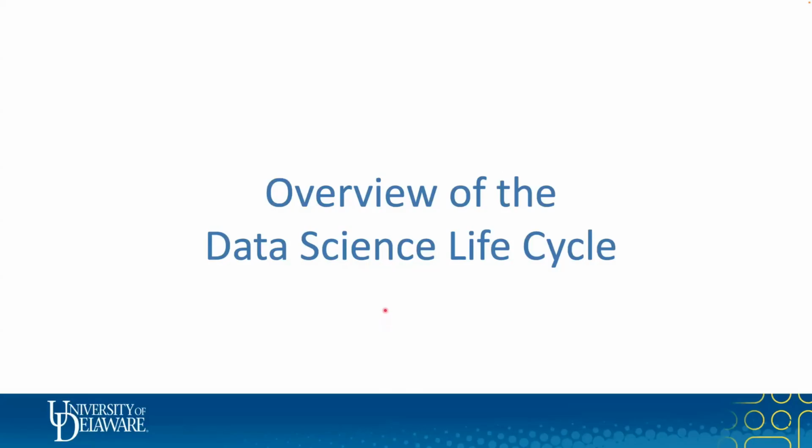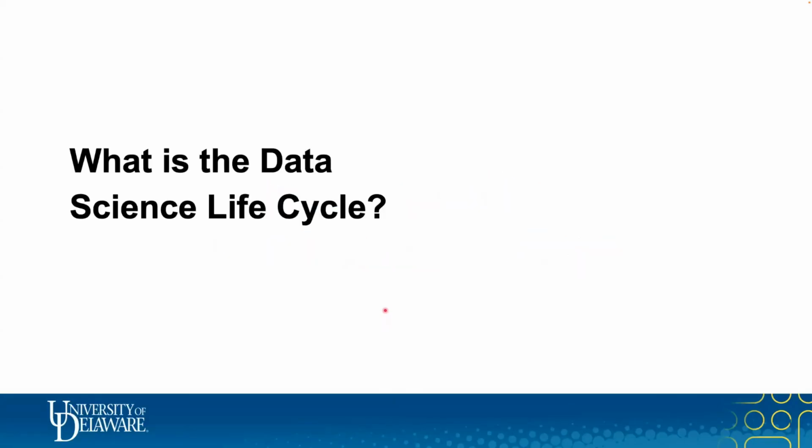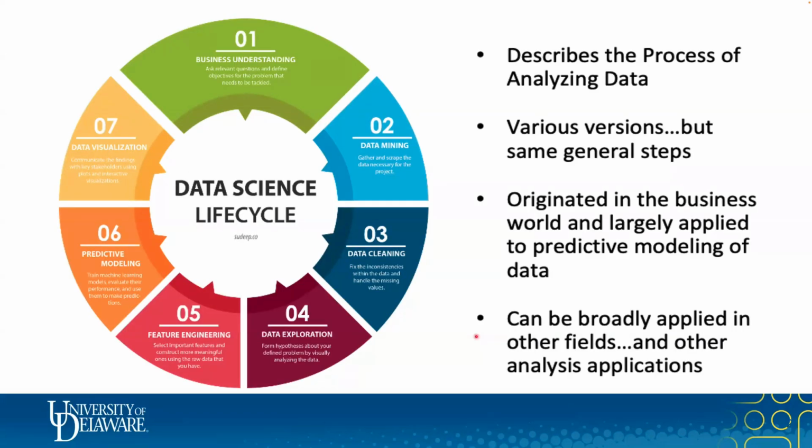In this mini lecture, we will briefly go over the data science lifecycle. What is the data science lifecycle? The data lifecycle, outlined here on the left, has 7 steps, and you're going to see if you search on the internet that there are various versions of this cycle, typically ranging from 5 to 8 steps. But basically, this outlines the process of analyzing data.